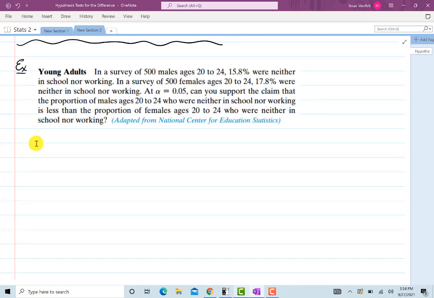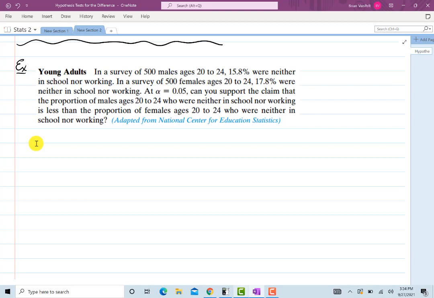So we have a survey of 500 males, and then a survey of 500 females. So we've got our N1 and our N2. We've got our proportions too. 15.8% were neither in school nor working for the males, and 17.8% were neither in school nor working for the females. So let's write these things down.